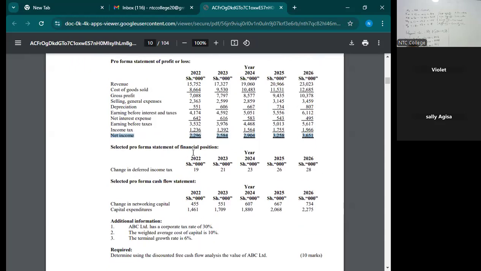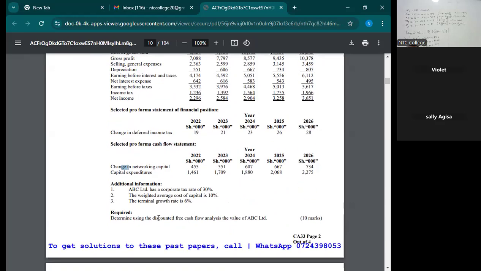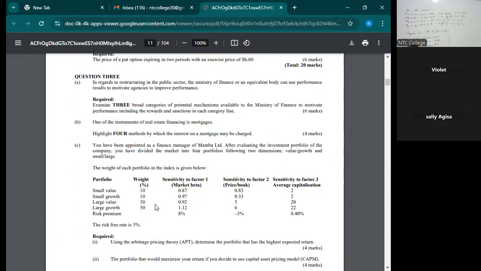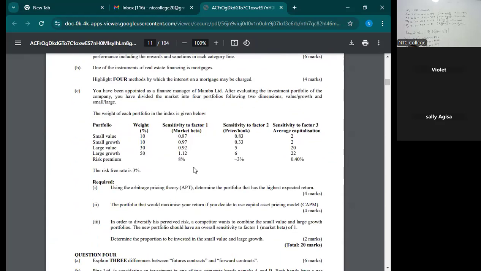Now, selected pro forma financial statement has also been given here. They only have change in deferred tax. Then we have the selected pro forma cash flow. They have given you that. ABC Limited has a corporate tax of 30%. The weighted average cost of capital is given, and the terminal growth rate is determined using a discounted cash flow analysis of the value of ABC. Oh, this one is topic number 3. Value of the firm with the growth rate. That is the next topic we shall start tomorrow. So that is a bit remaining. This we did.